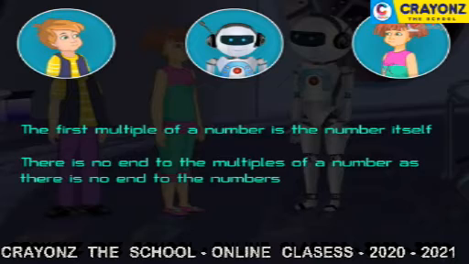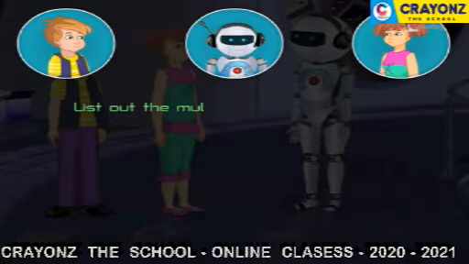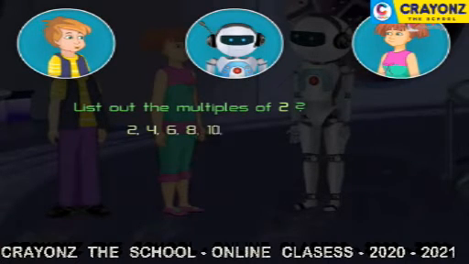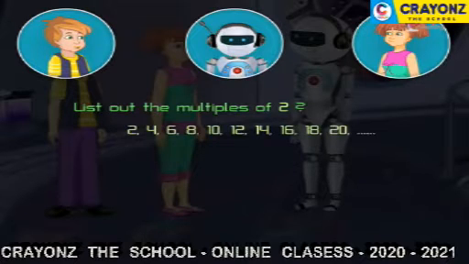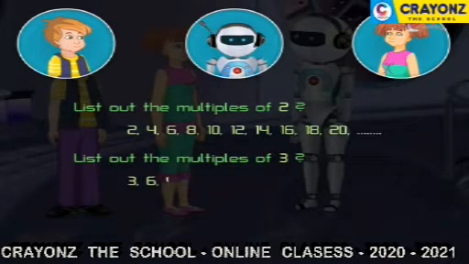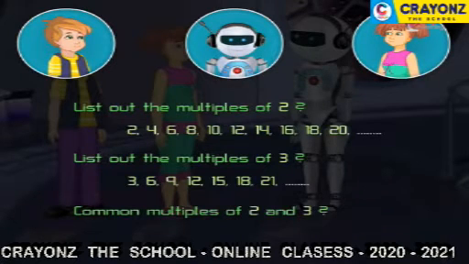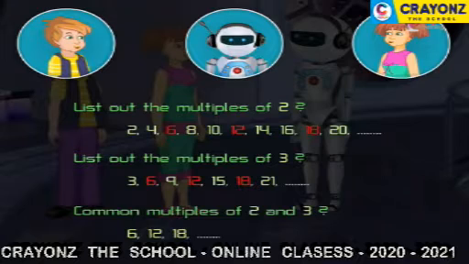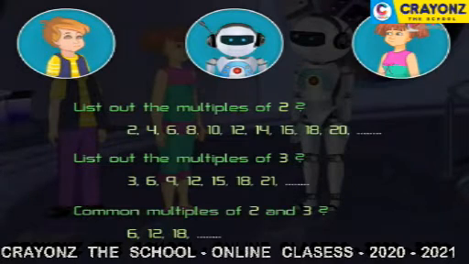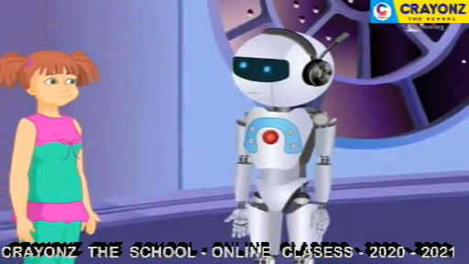Now that you know what a multiple is, let us recollect about common multiples. Akash, let's list out the multiples of 2. 2, 4, 6, 8, 10, 12, 16, 18, 20, etc. Akshita, can you list out the multiples of 3? 3, 6, 9, 12, 15, 18, 21, etc. Now you can find the common multiples of 2 and 3. 6, 12, 18, etc. As there is no end to the multiples of a number, there's no end to the common multiples of numbers.